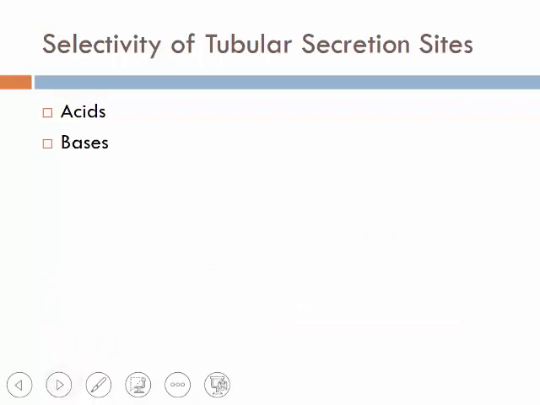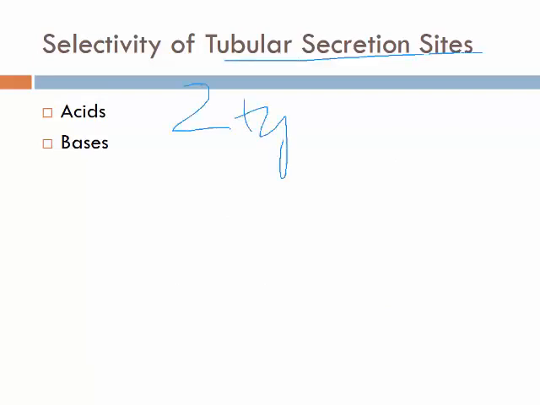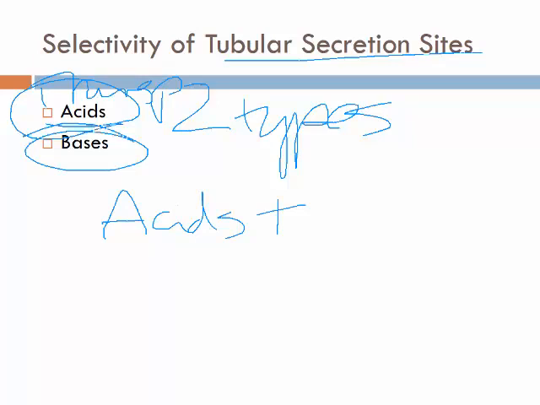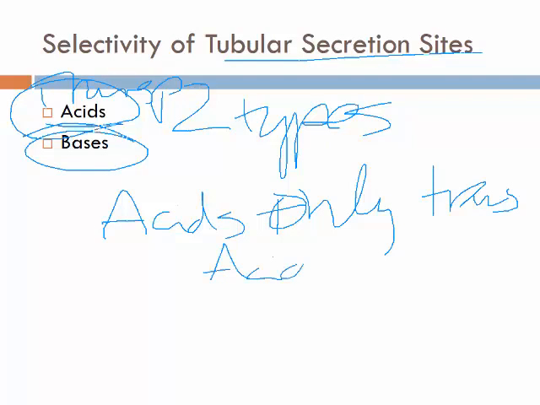Now, what I mostly want you to know about tubular secretion sites is that we have two types, at least. There's some that transport acids, and there's some that transport bases. So what we know is that acids can only be transported by the acid transport site. And bases can only be transported by base transport sites. So acids will compete with acids.